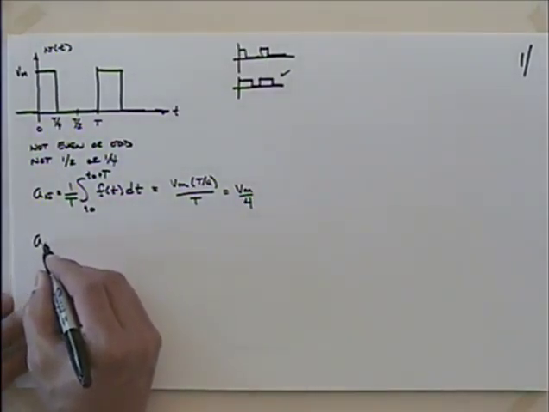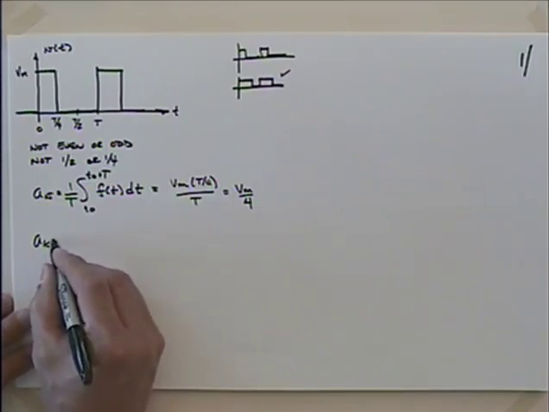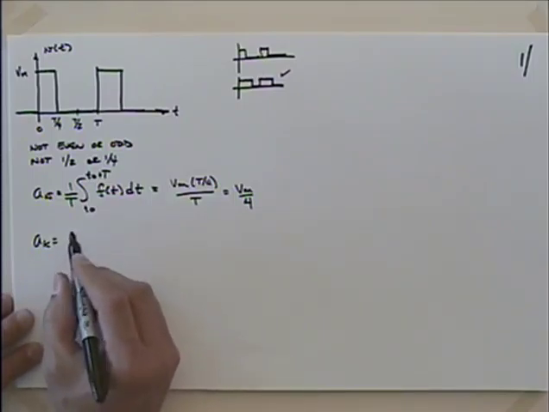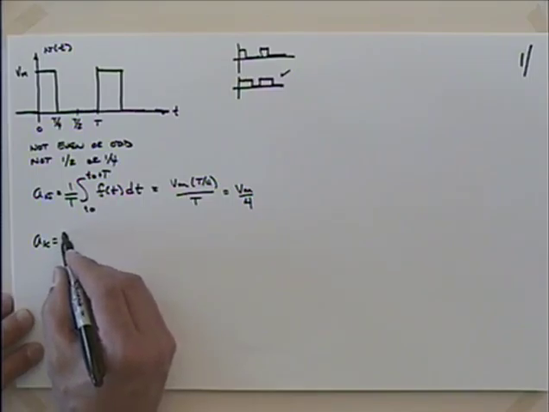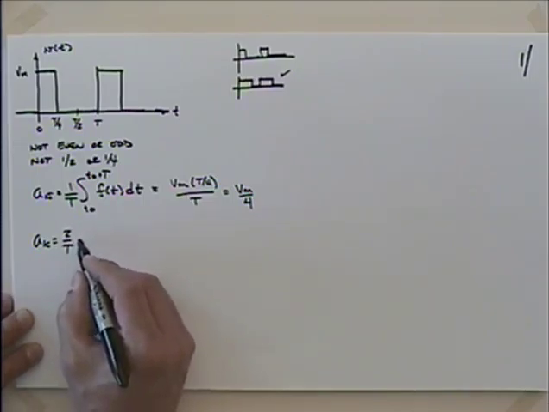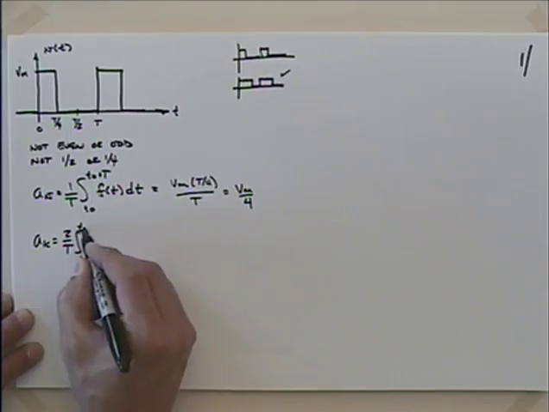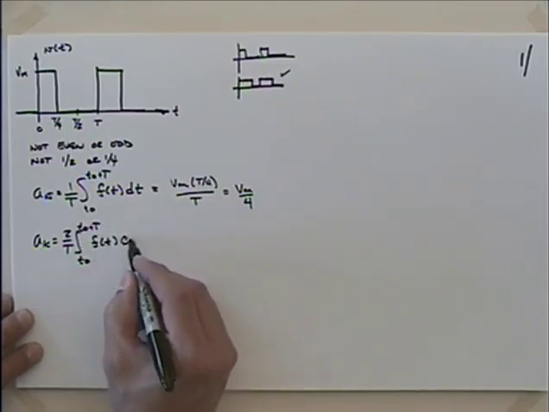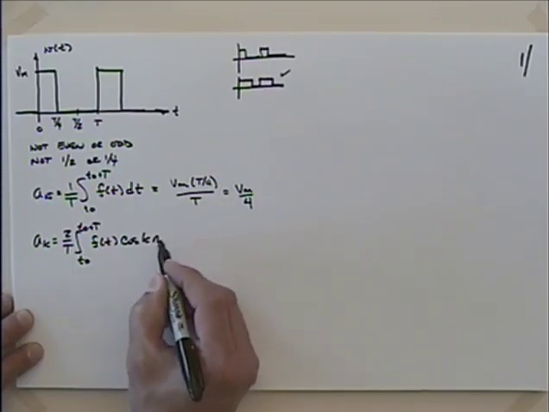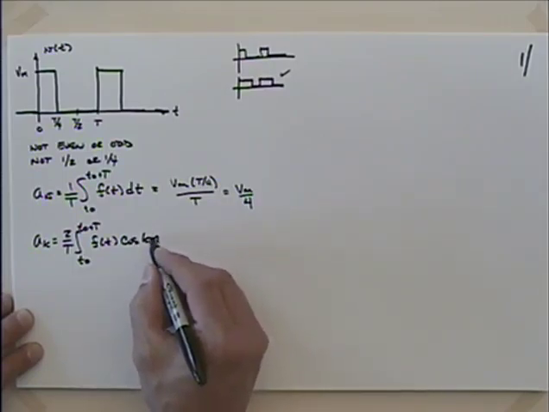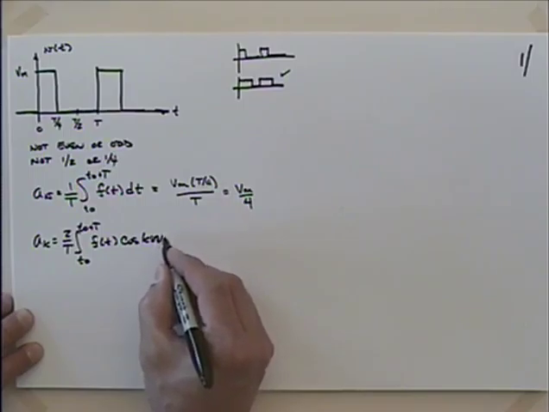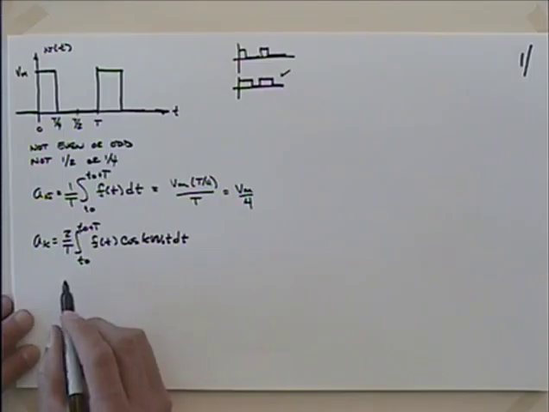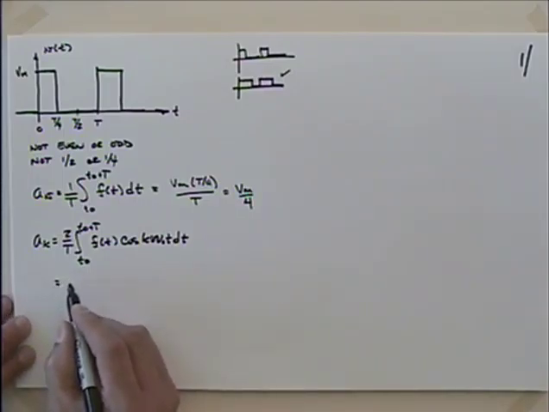If we talk about a sub n or a sub k, I'll do it as a sub k, be consistent with your author. We're going to have 2 over T times the integral from t0 to t0 plus T of f of t cosine k omega naught t dt.